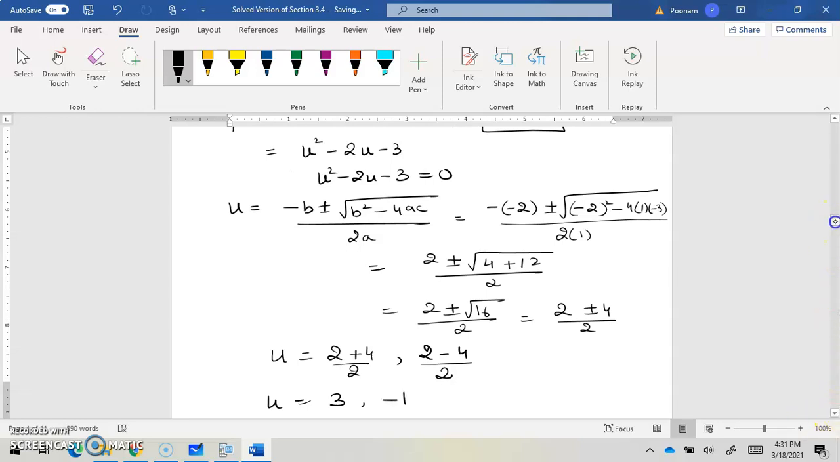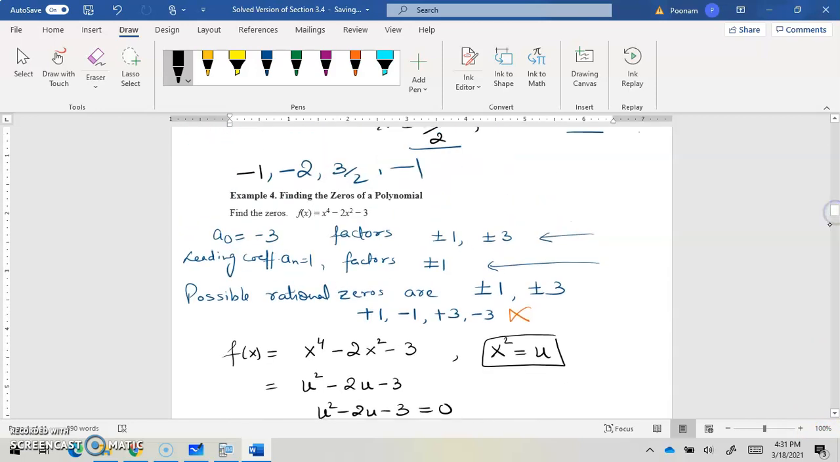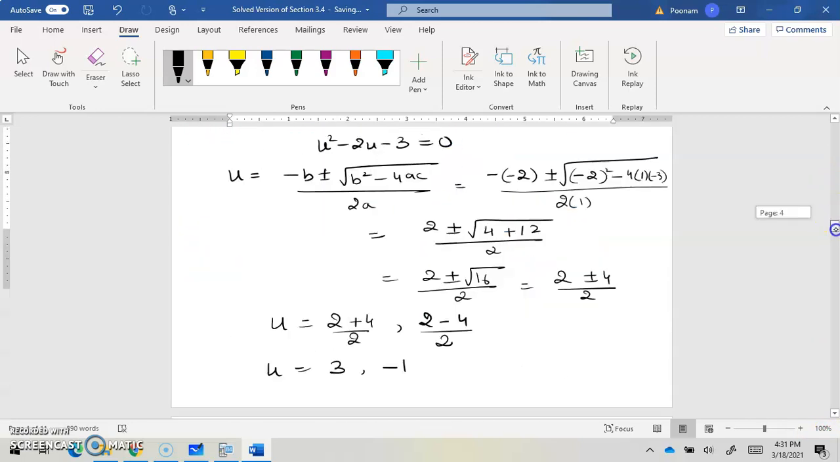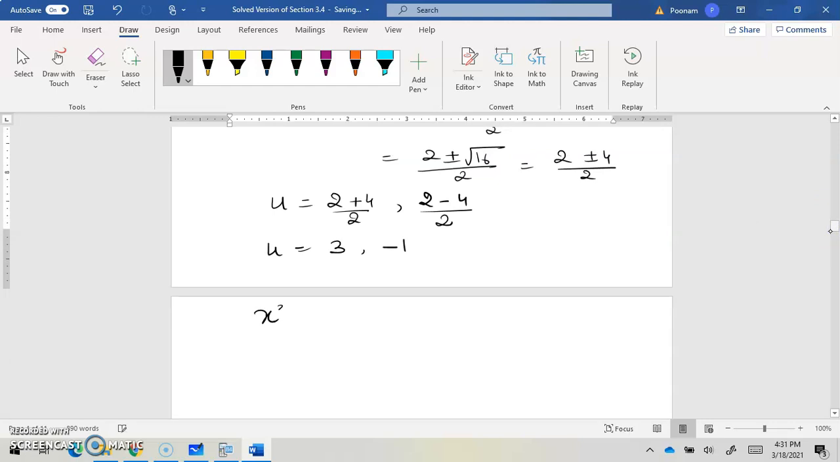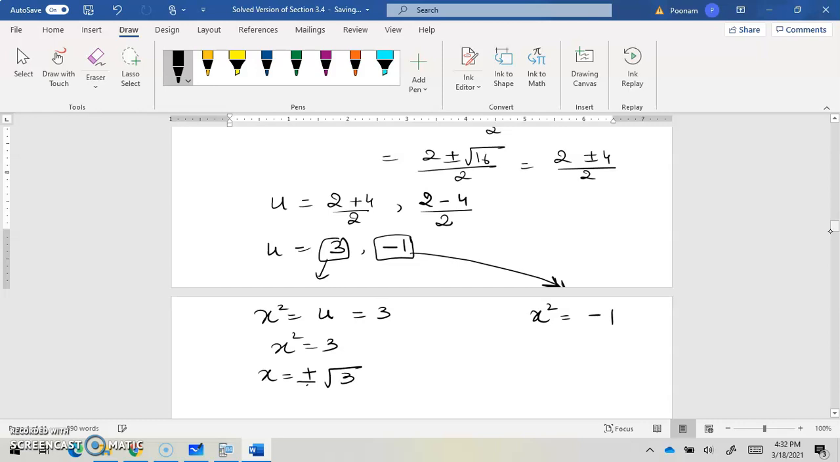Now, we were not supposed to find u. We were supposed to find x. X square is u. So, x square is equal to 3 or x square is equal to -1, because that is the other option. So, x square is equal to 3, so x would be equal to plus minus square root of 3. If x square is equal to -1, x is equal to plus minus square root of -1.